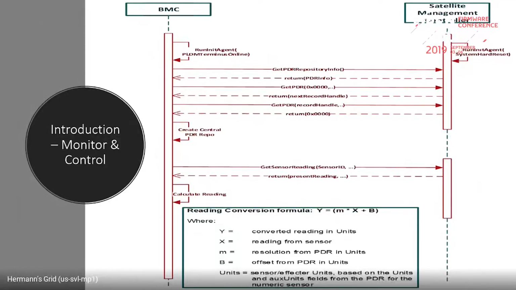For example, if X is BF and M is 26.18 millivolt, and the offset is minus 1 volt, it roughly translates into plus or minus 4 volt. And the PDR also has additional information about the accuracy and the tolerance. So this is, at a high level, what we plan to do using PLDM and MCTP.